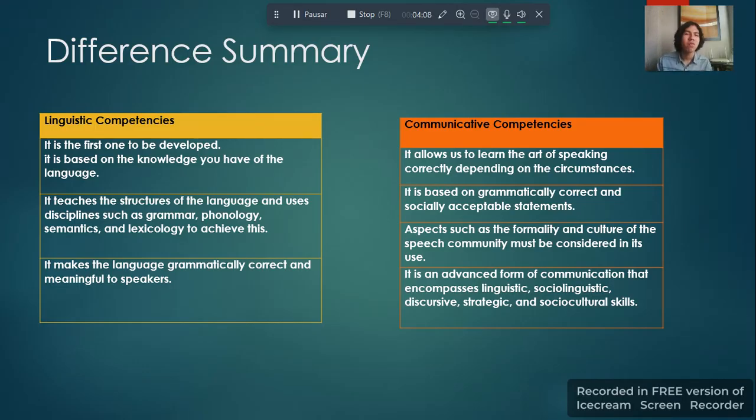To end this video, we can say that linguistic competence is the way that you speak and how you learn to speak, and communicative competence is a more advanced way of speaking in a different context, with different people, in a different situation.